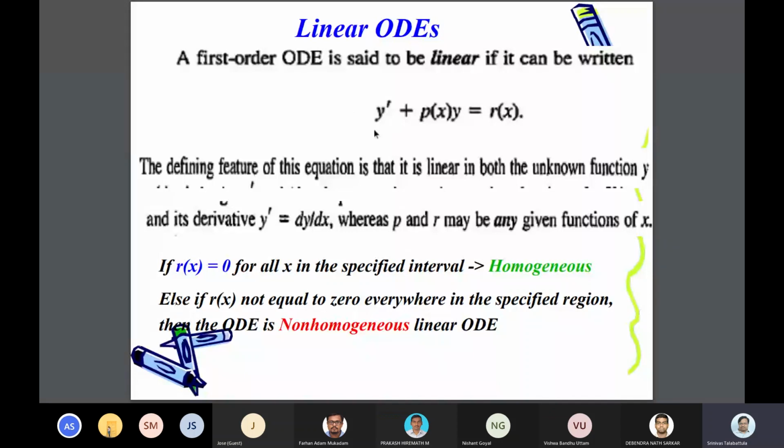You have studied the definition of linearity in linear algebra, is it not? So you have vectors which are linearly dependent, linearly independent, and all that. So here, what are the functions that you are dealing with? Y dash, y, and some function of x. These three are linearly independent. So y dash and y are linear, they are not multiplied. If you multiply y dash, or y square, or y dash square, and so on, or if sine of y is there, then it is not linear.